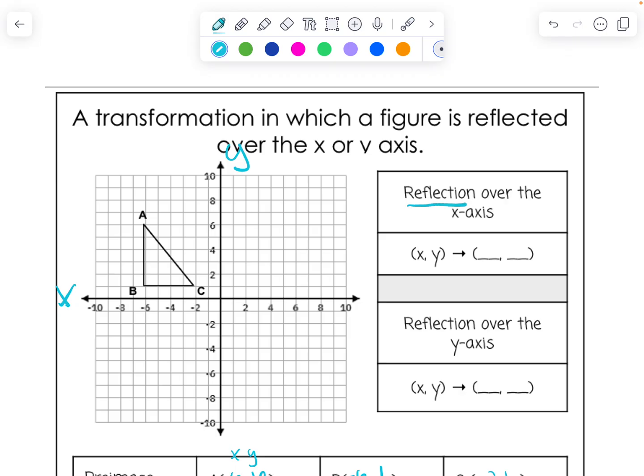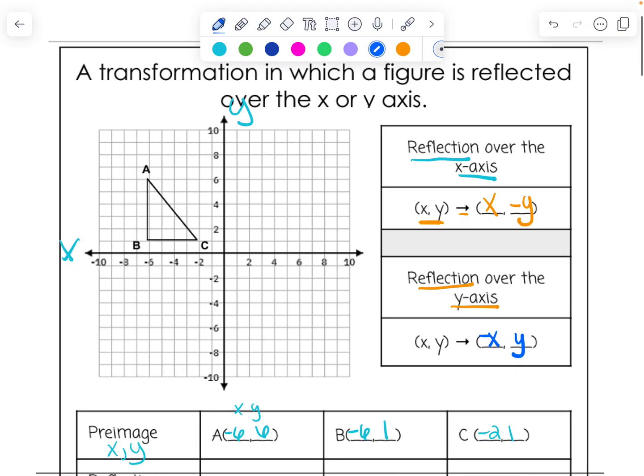So the first one is if you reflect over the x-axis. The second rule is when you reflect over the y-axis. So this represents your original, and this arrow means that it's going to change to the new. So when you reflect over the x-axis, the x value will stay the same, but the value of y is going to be the opposite. Okay, same thing for the reflection over the y. The y value will stay the same, but the x would be the opposite. And then I'm going to show you how that works.